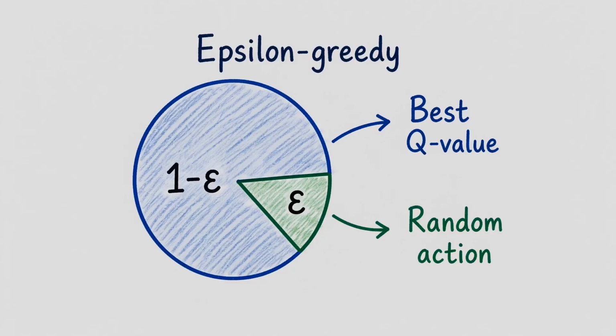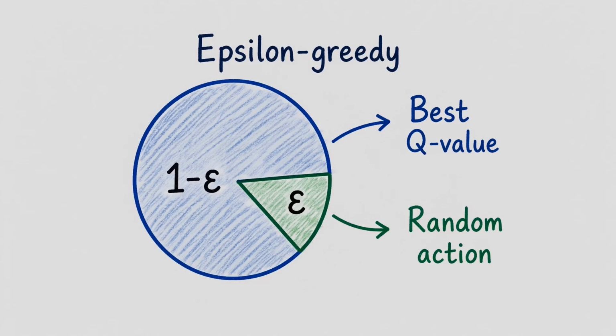Quick detour on epsilon greedy since both algorithms use it. With probability 1 minus epsilon, pick the action with the highest Q value. With probability epsilon, pick randomly. Epsilon starts high, maybe 0.3, so the agent explores widely. Over time, you decay it towards 0 as the agent gets more confident.